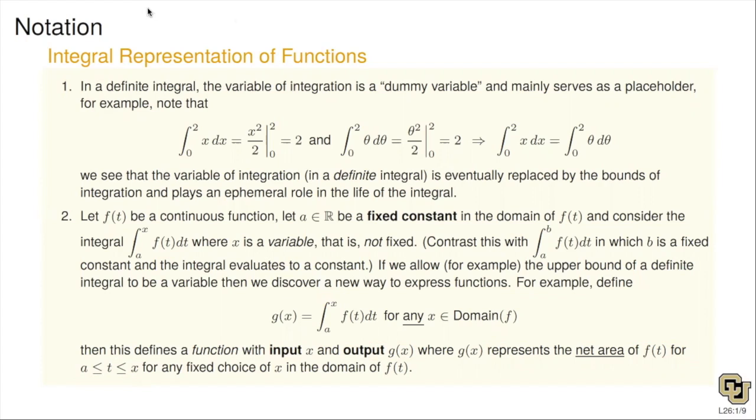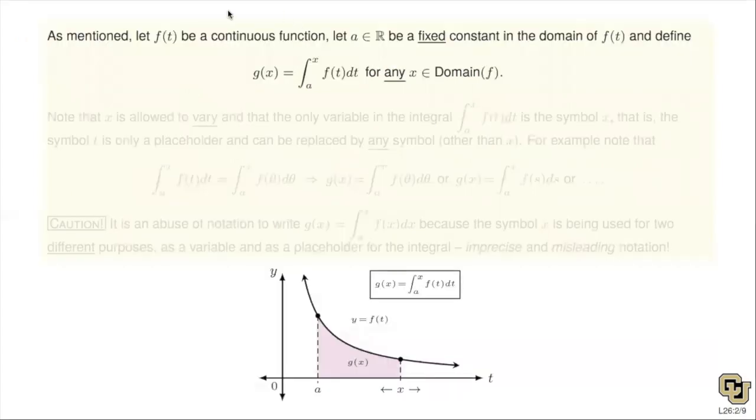So I put a picture of that. You can see here's what the picture looks like. Here I randomly picked a function f, just some random function f of t. So here's my t-axis. And now I'm defining this new function g of x. Remember, a is a fixed constant, but x here is allowed to be a variable.